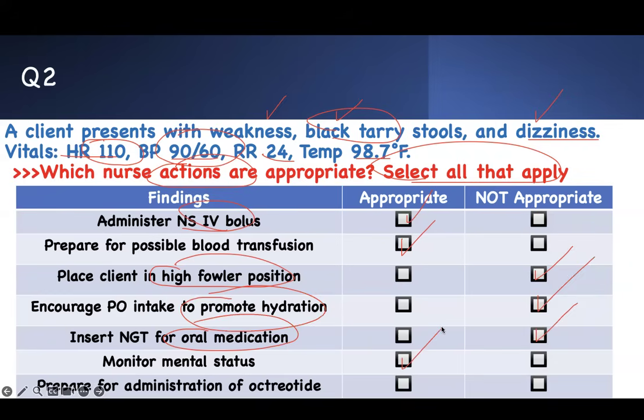Rationale. Questions and answers. Prepare for administration of octreotide. You have to know a little bit of content. It's a GI bleed. If you're bleeding, I can prevent blood flow to the GI tract. One of the medications we use for GI bleed is what? Octreotide. So this is what we can give.